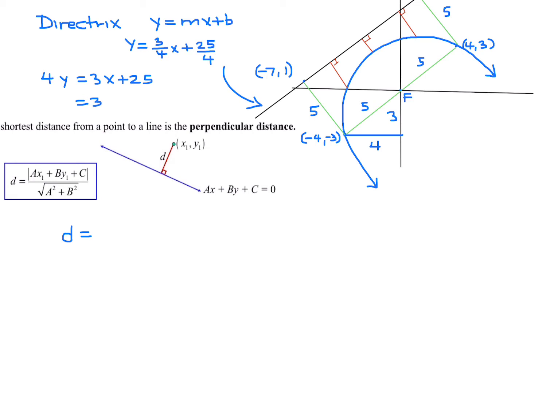So it would be 3x minus 4y plus 25 is 0. Okay, so using this formula now, d is equal to the absolute value of 3x minus 4y plus 25, over the square root of a squared, which is 3 squared right here, and b squared, which would be negative 4 squared, like that. Okay, so no trick so far, just that formula.